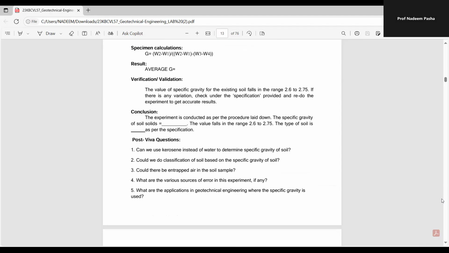Can we use kerosene instead of water? No. Could we do classification? Yes. What are the various sources of error? What are the applications where specific gravity is used? In order to calculate water content, liquid limit, plastic limit, specific gravity can be used.